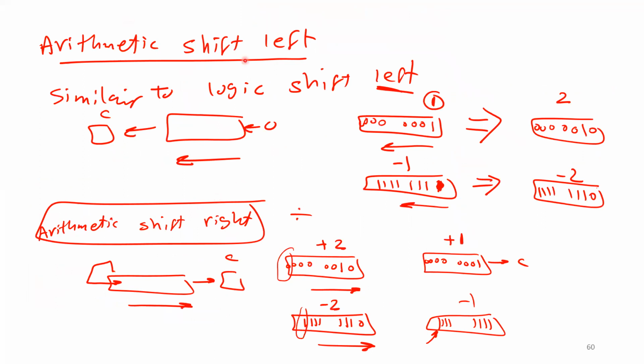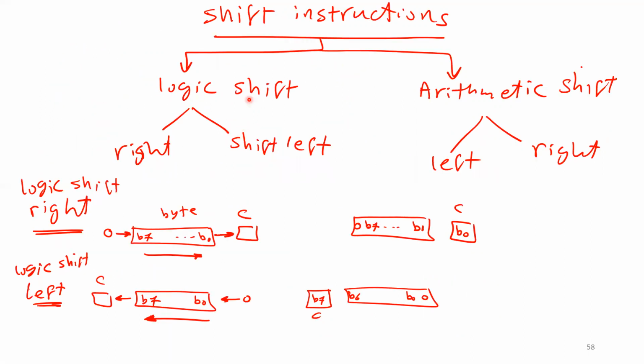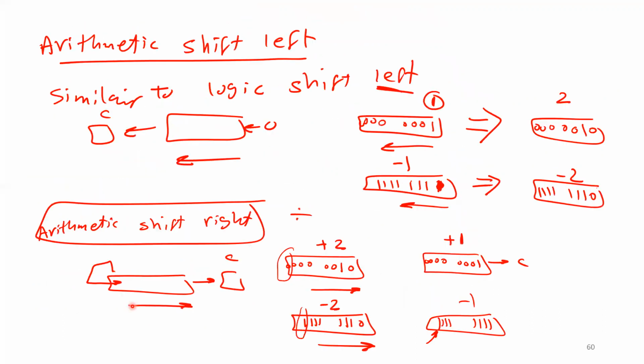So for the arithmetic shift instruction, guys, let's look at arithmetic shift left. In left, you insert a zero, right? And the last bit has to go to the carry. This is the same thing as logic shift left. Yes, they are the same. So shift left, logic or arithmetic, they are the same. You insert a zero, and the last one goes to the carry.